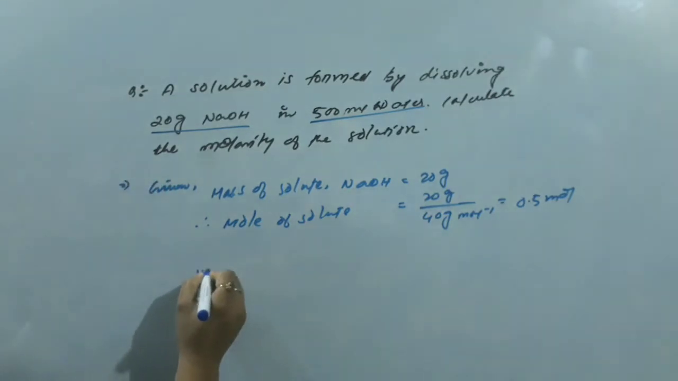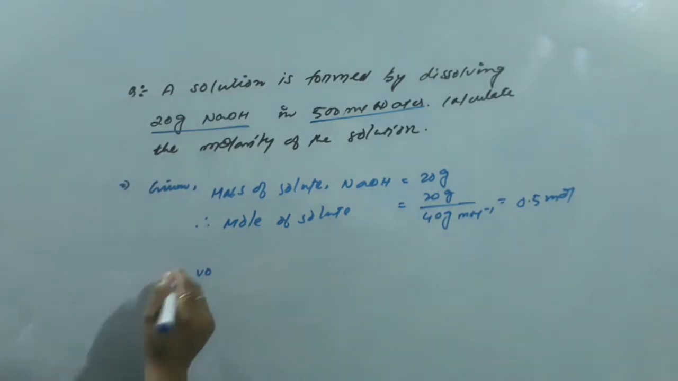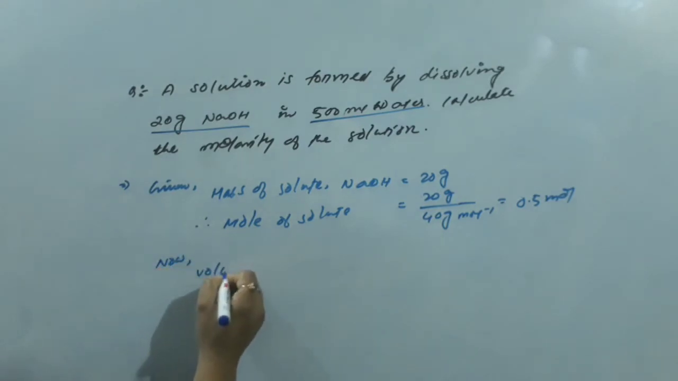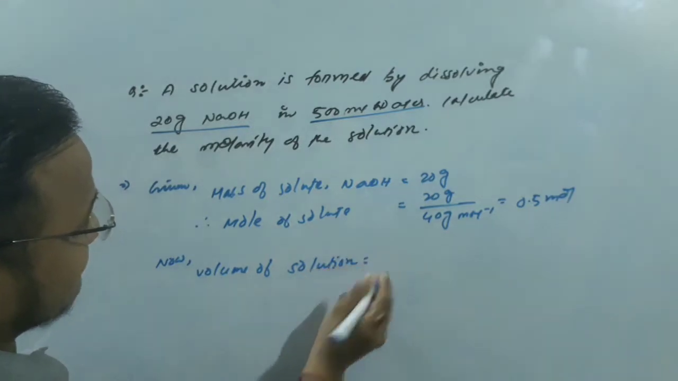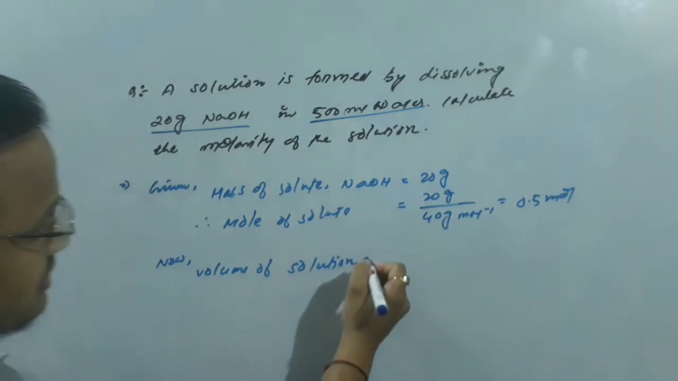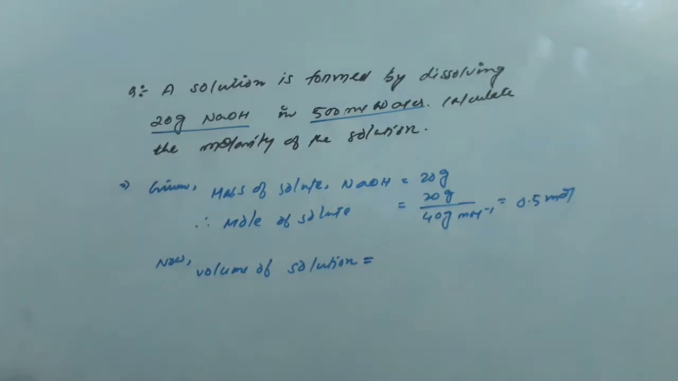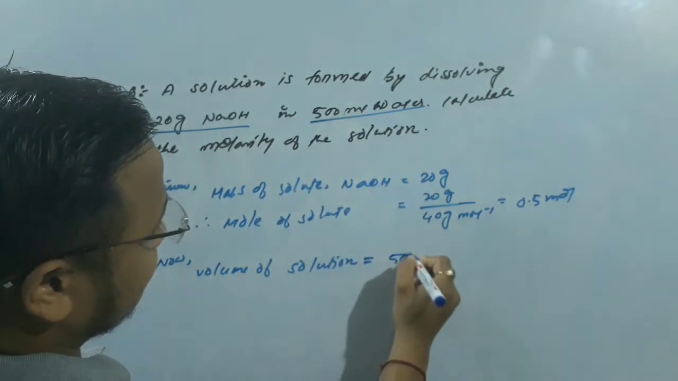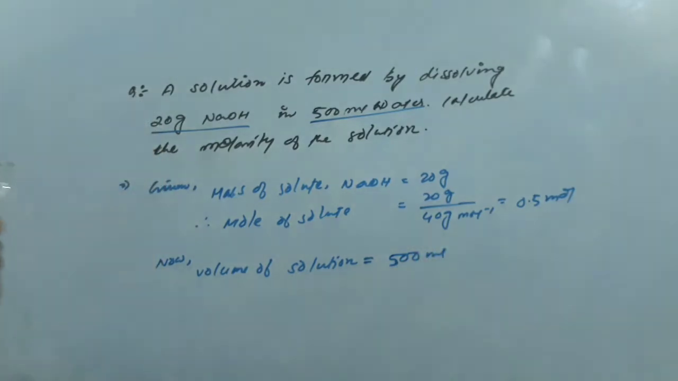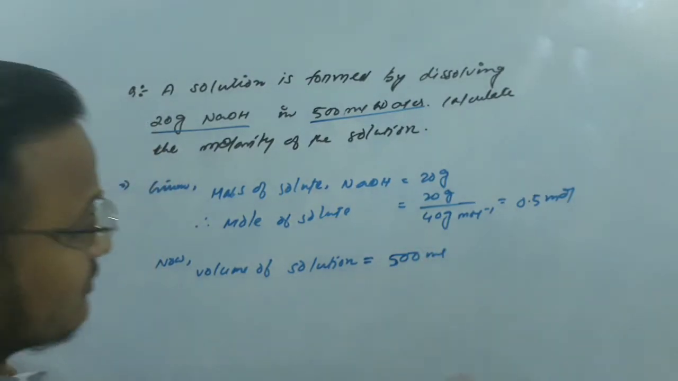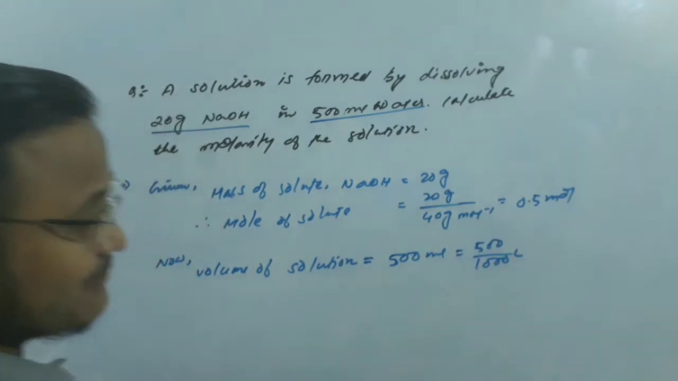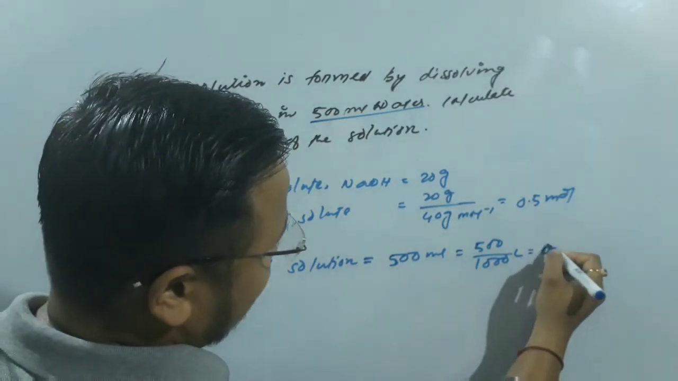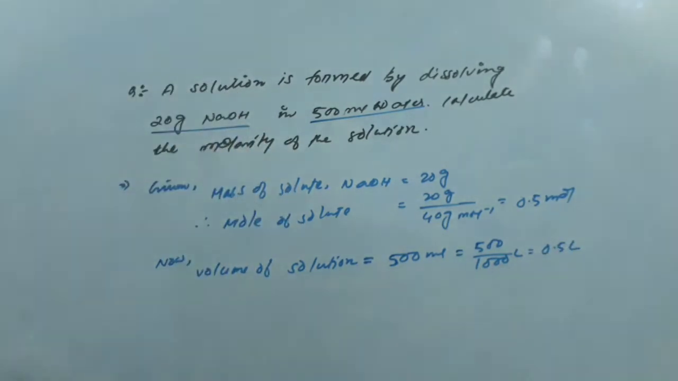So now what will we do? Volume of solvent, or you can consider solution, right? Because I have already told you why we are supposed to mention the solution, isn't it? The volume of solution is given as 500 ml, but we are not supposed to calculate it in ml, right? We are supposed to calculate in terms of liter. So we are dividing by 1000, okay, and it will come out as 0.5 liter.